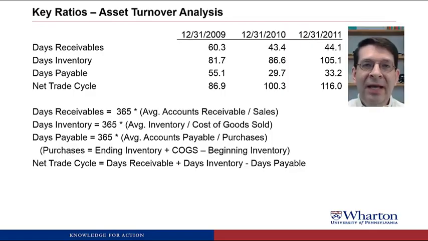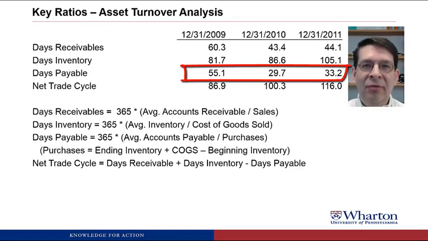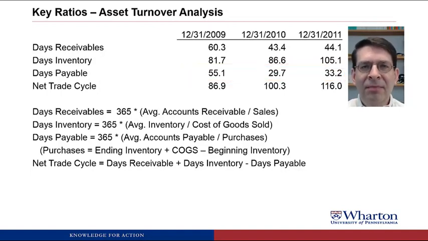Now let's look at the days payable ratio. That's gone down from 55 days to 33 days, which means that from the point Plainview gets raw materials from its suppliers, it's 33 days until they send them a check to pay them what they owe them. So Plainview is paying its suppliers 22 days more quickly than it did before. What could explain that?